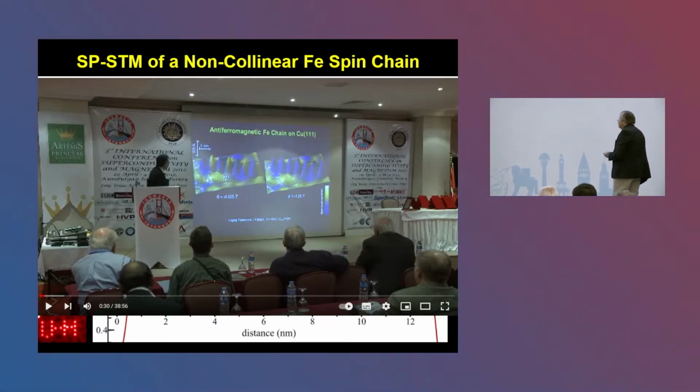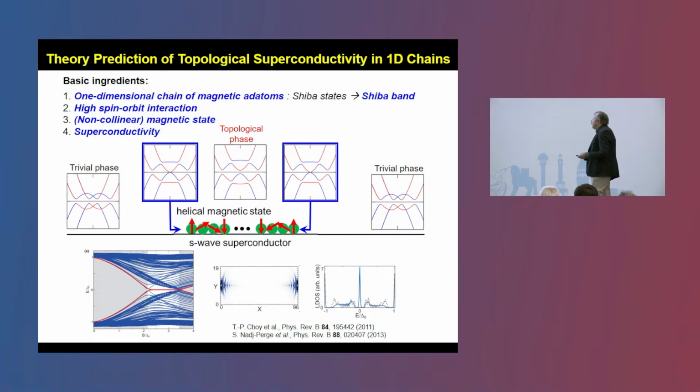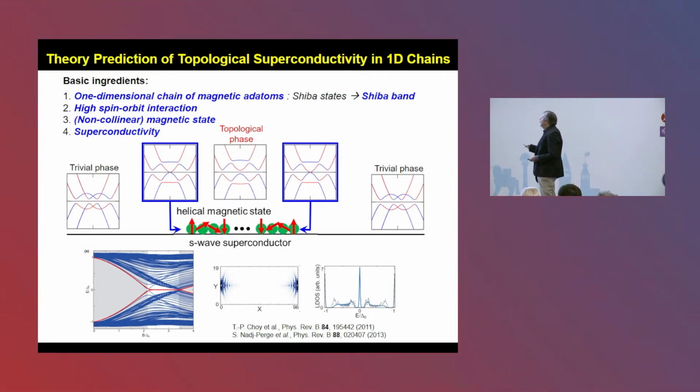And how did that help in the following? Now, as you all know, there have been beautiful expectations and predictions by theory, actually making use of magnet superconductor hybrid systems to induce novel, exciting superconducting states. For instance, topological superconducting states in systems where you have a spiral state, just as you have seen it, but now interacting with an S-wave superconductor.